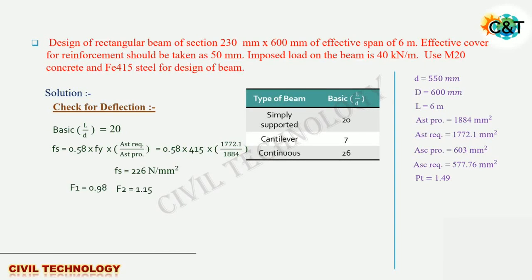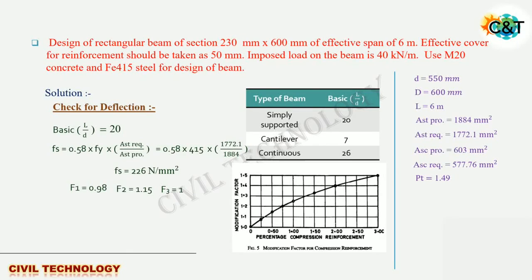The F3 factor is not required as our beam is a rectangular beam, so we just take it as one. So from all these factors we calculate the maximum L by D for our beam section, that is basic L by D value 20 multiplied by F1, F2, F3. Just put down all the values and you will get the maximum L by D, that is 22.54. So this much ratio we can provide safely for our beam.